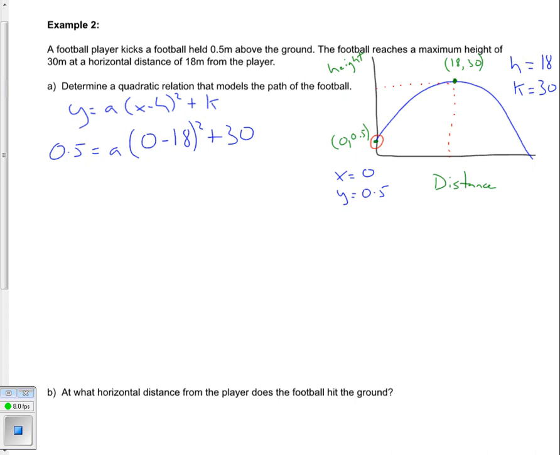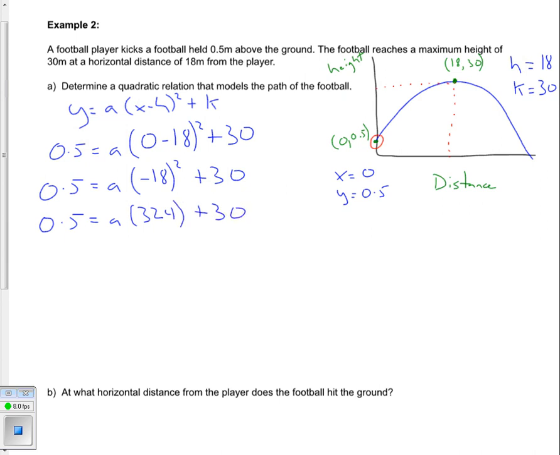So first thing I want to do is try and simplify the bracket. I'm going to simplify as much of this as I can and then move things over to isolate the a value. So 0.5 is equal to a. I'm going to deal with the bracket first. So 0 minus 18 is negative 18, and that's still squared. Next thing I need to do is get rid of my exponent here. So 0.5 is equal to a, and negative 18 squared is actually 324.